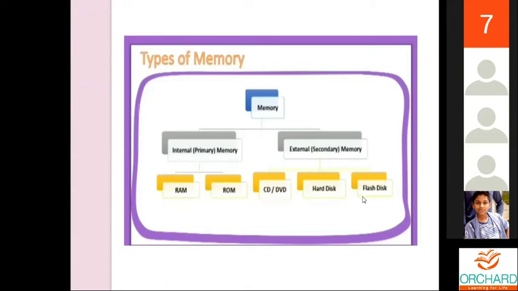Yes, yottabyte can store more memory, right? Yes, Pavitraj?